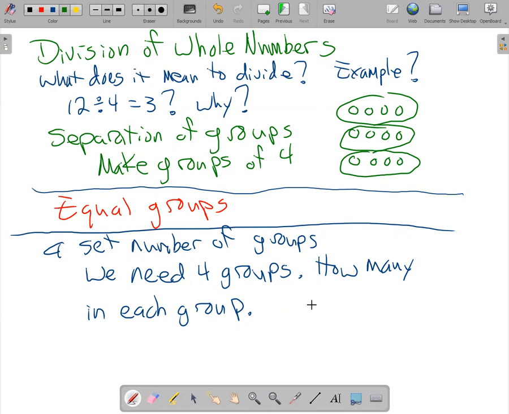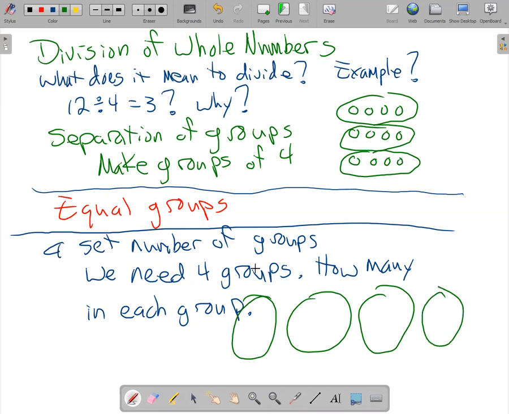Down here, I have to have 4 groups. And so then in this case, I'm going to do the physical act a little bit different. I'm going to start saying, okay, 1 here, 2, 3, 4, 5, 6, 7, 8, 9, 10, 11, 12. And I end up with a very different picture. 4 groups of 3 instead of 3 groups of 4. Both are division, but just 2 different physical reasons we do division.